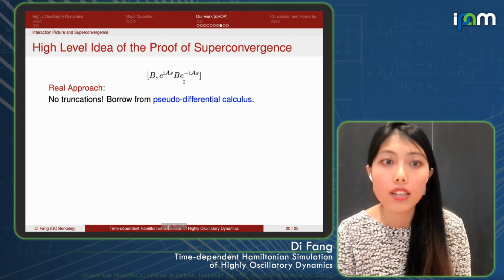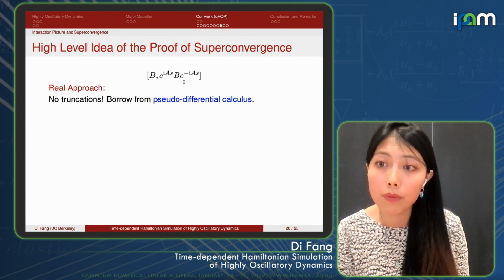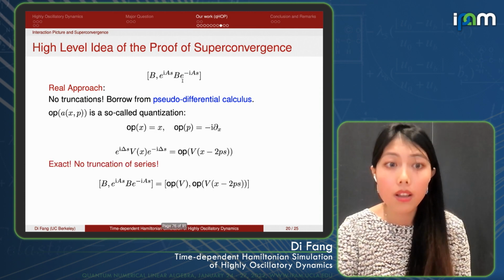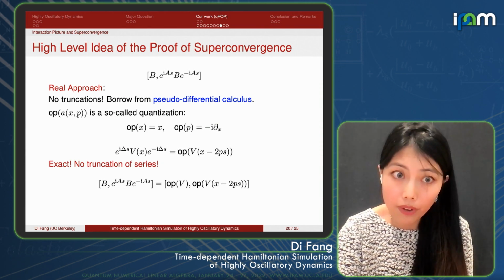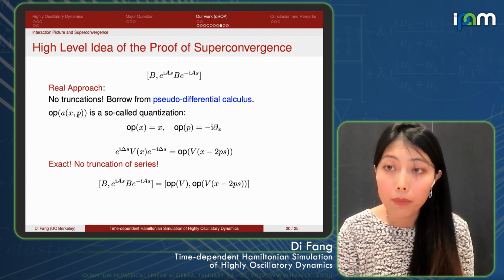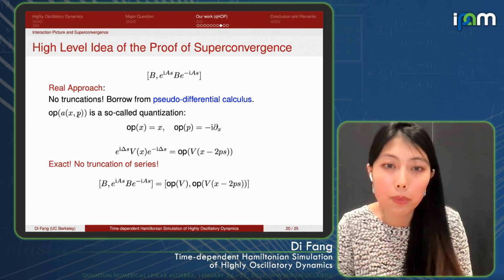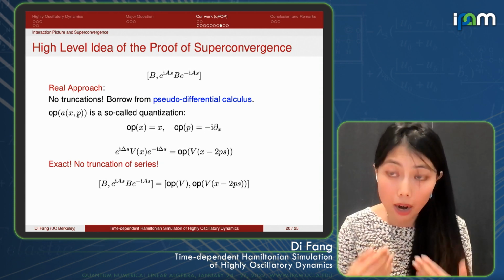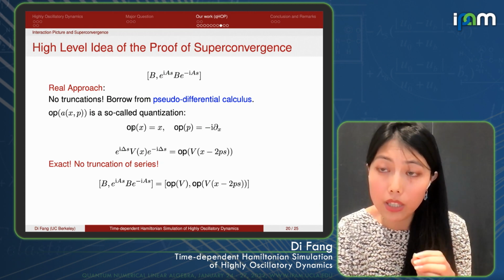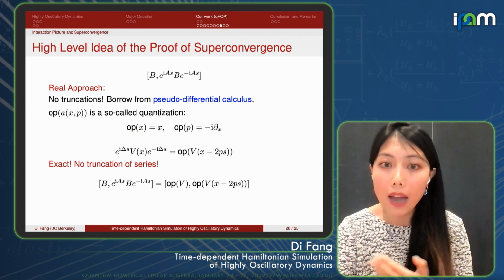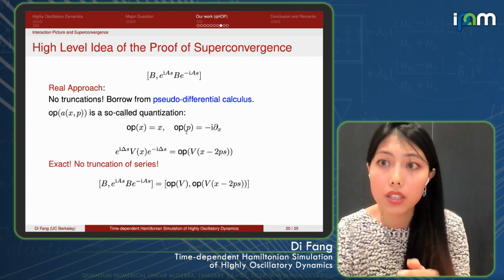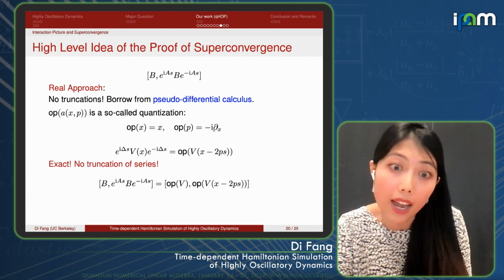So what we did instead is borrow an idea from applied mathematics, the so-called pseudo-differential calculus. The idea is the following: for any phase space function, which is a function of both x and p, we can do the so-called quantization. This may sound less familiar, but let me translate it into familiar language. Just visualize this quantization, a pseudo-differential operator, as this Op with a hat. If I have position, the position operator is just a multiplication. If I have momentum, the momentum operator is just negative i times a derivative.